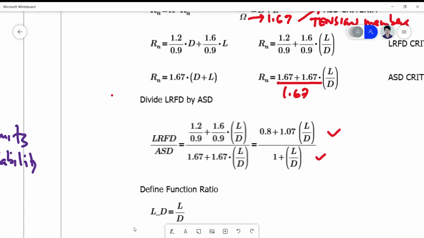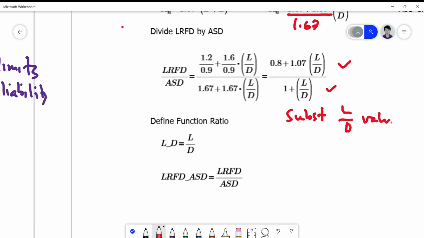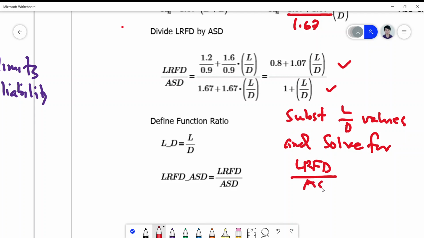So how did I do it? I do it in Mathcad, but you can do this manually by simply substituting values of L over D and solve for LRFD in terms of ASD. Okay, so what's the ratio? Okay, but instead of doing it manually, I did it in terms of a Mathcad procedure.